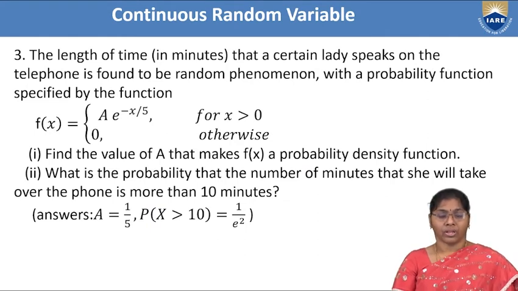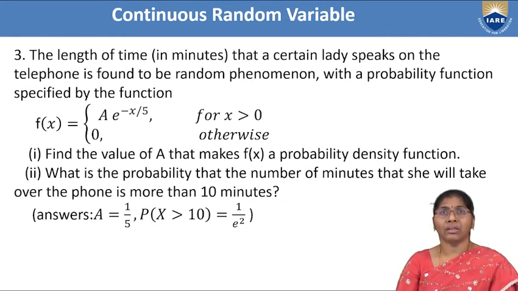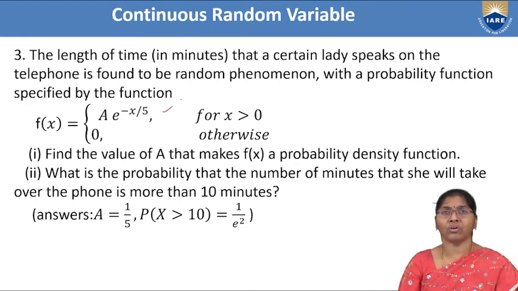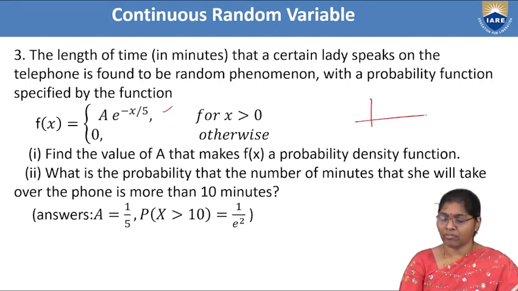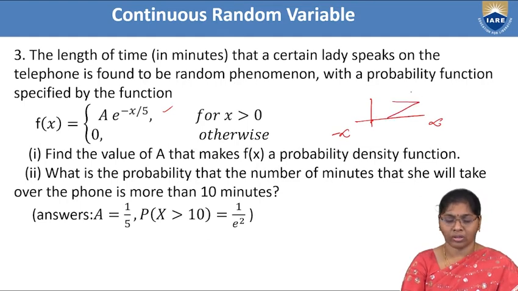Next, third one. Next problem. The length of time, we are considering time in minutes, that a certain lady speaks on the telephone is found to be a random phenomenon with a probability function specified by the function. Here the given function is f of x equal to a into e power minus x by 5 for x greater than 0. Remaining all are zeros.